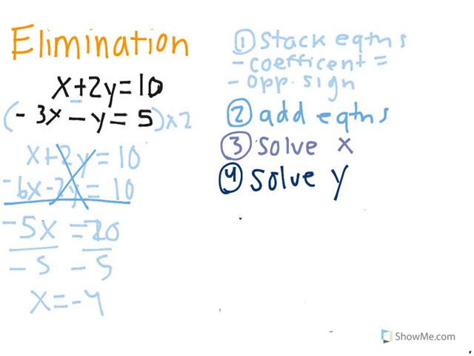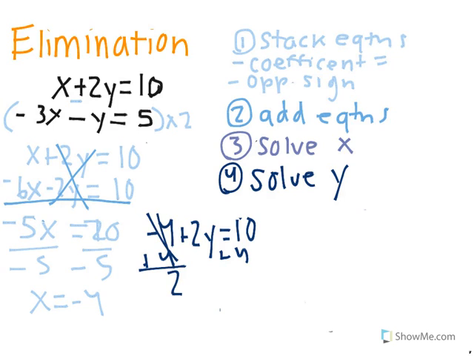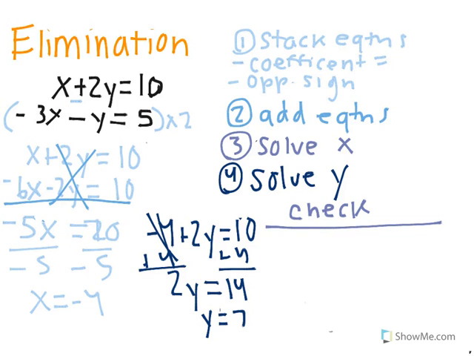Now I'm going to solve for y by plugging back into the original equation. So negative 4 plus 2y is equal to 10. Plus 4, plus 4, those eliminate. 2y is equal to 14, so y is equal to 7. Now I'm going to check this by plugging the same way I did substitution. I plug my new coordinate, negative 4 comma 7, into both equations.